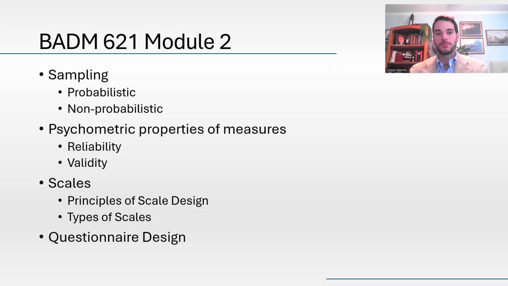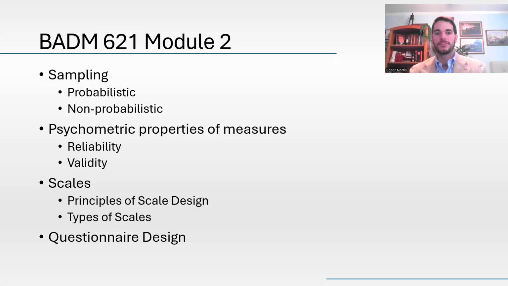So the first of the topics will be sampling. We can divide sampling into two types, probabilistic and non-probabilistic. So probabilistic samples are really good. Every member of the population has an equal probability of being selected for the sample. We can be pretty confident that the sample reflects the population as a whole, but it can be expensive or time-consuming to get this sort of sample.